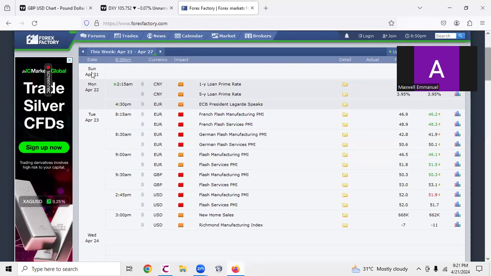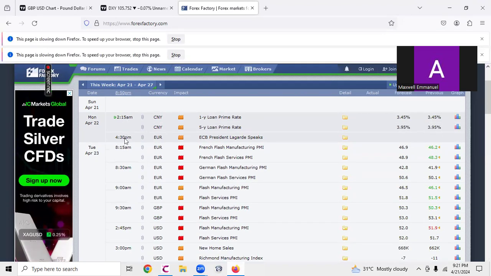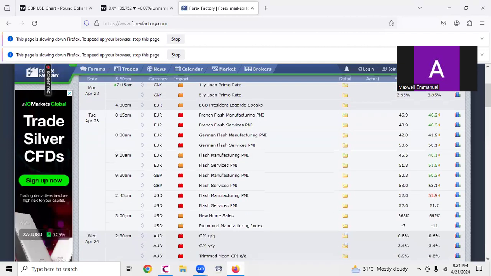So Sunday, no news. On Monday, this is from China. Okay, not a major news, a low to medium impact news. Then Euro by 4:30 p.m., yeah, 4:30 p.m. Nigerian time, ECB, that is European Central Bank President Lagarde speaks. Okay, and these speeches from the presidents of central banks play a major role in the markets.